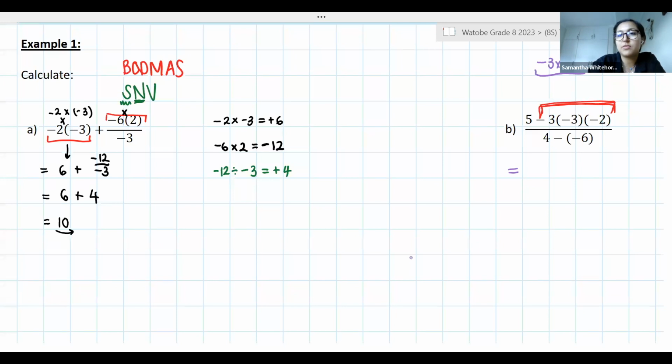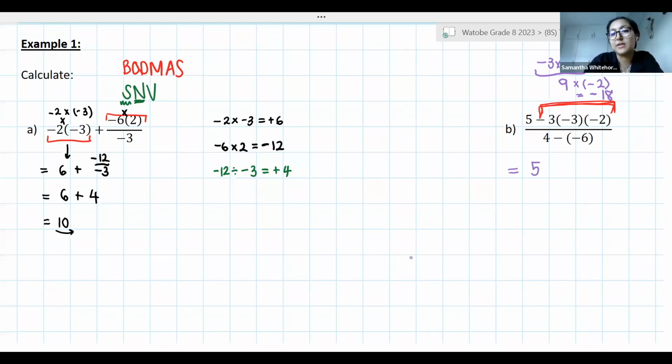So -3 times -3. A negative times a negative is a positive, and 3 times 3 is 9. So we've got a +9. Then we still need to multiply that by a -2. A positive times a negative is a negative, so my answer is negative. And 9 times 2 is 18. So that's where that -18 that some of you were putting down is, but that's not our final answer.